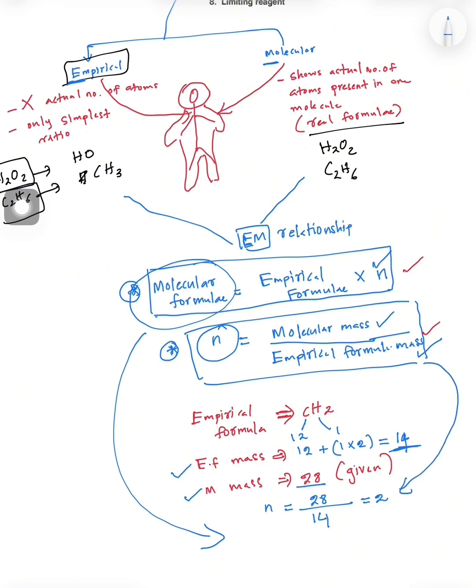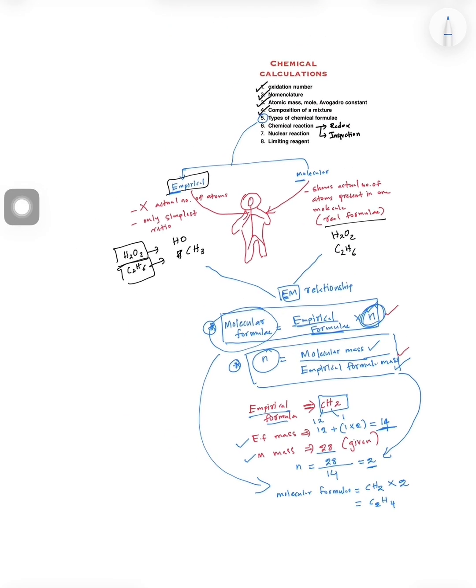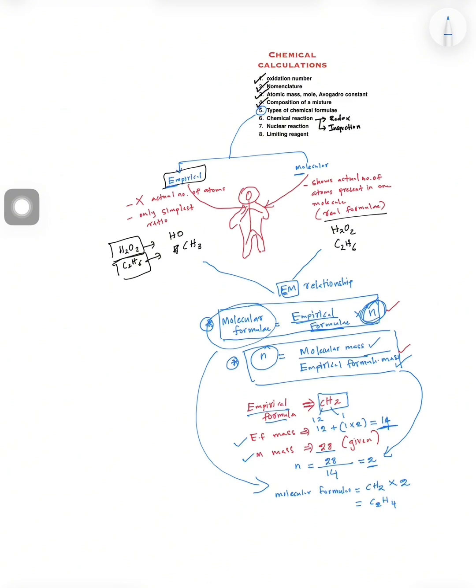Now the next step is molecular formula is equal to empirical formula. The empirical formula we already know, it's given in the question, CH2, into what is N? Just now we found, that is 2. So the molecular formula of this compound is C2H4. Remember this very easy trick to easily identify the molecular formula.